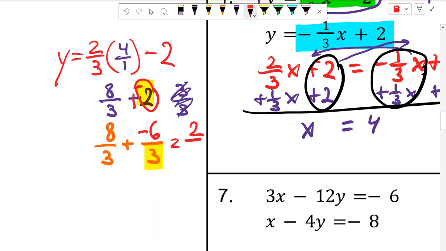So then this is 2/3. All right, so y is what? 2/3. No wonder we couldn't see it on the graph.